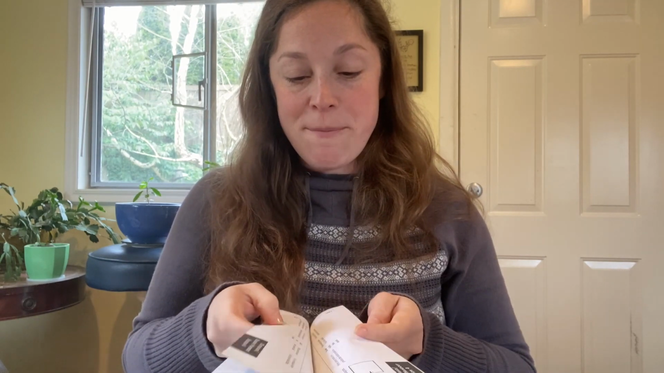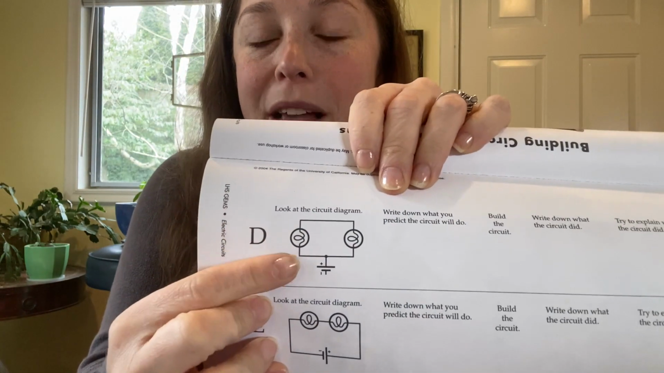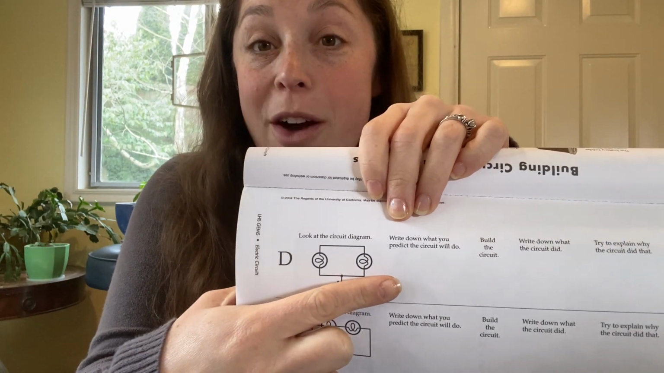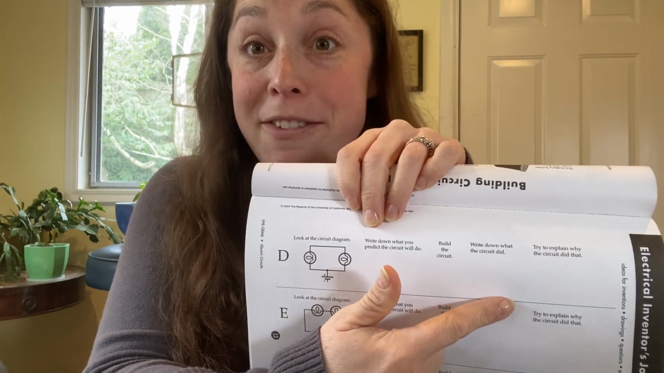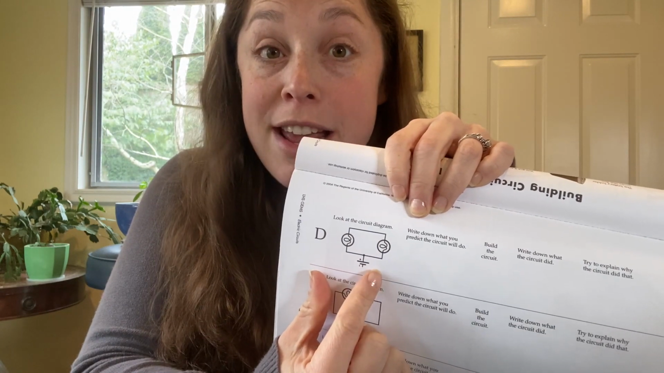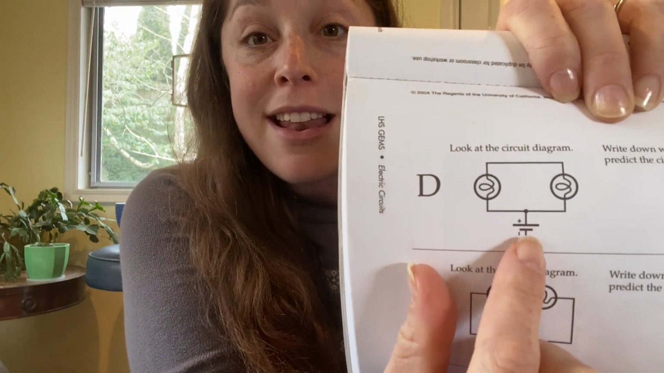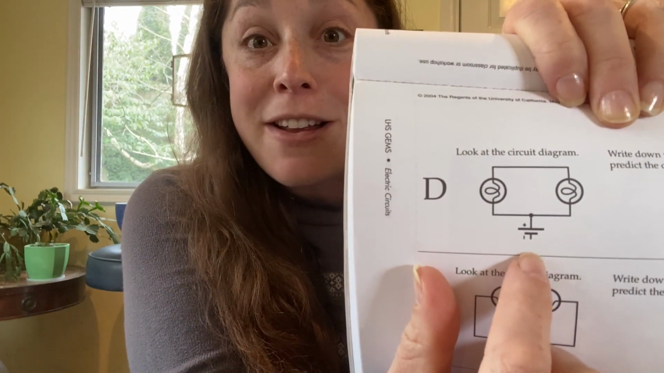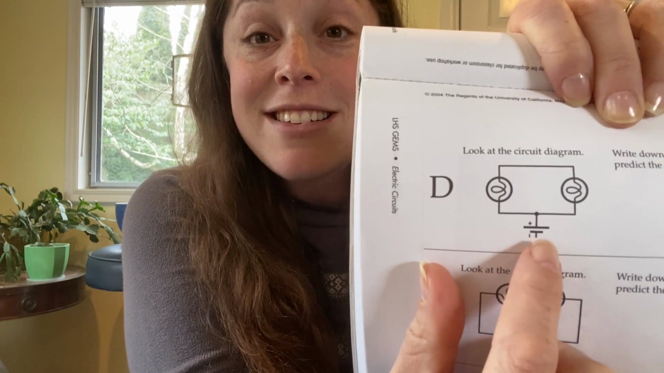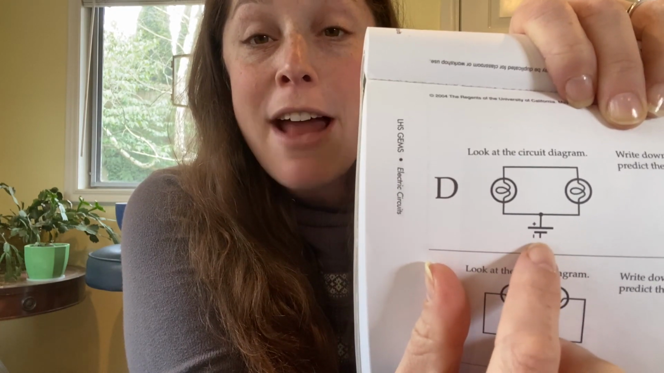A few of you got fooled in schematic diagram D. Let's see if I can find that really quickly here. So when you looked at D, a lot of you predicted or even said it would light after you built it. But remember, when you're looking at the symbol for a battery, you have to pay attention to which way it's facing. So if you look really closely, the negative side is sticking off into space. There's nothing connected to the negative side of this battery symbol.